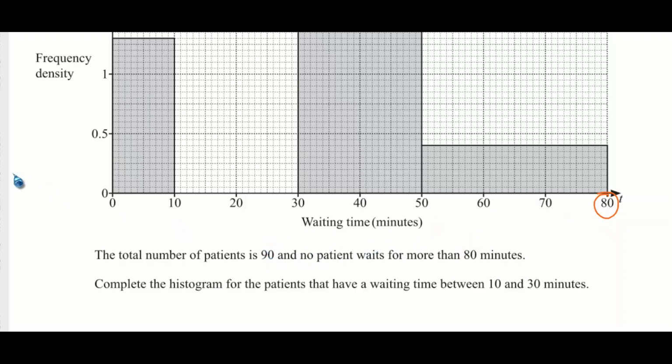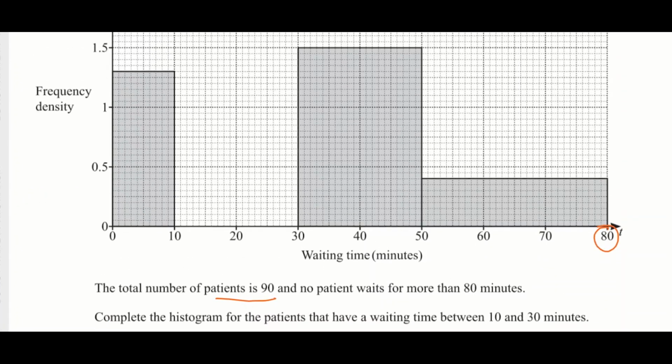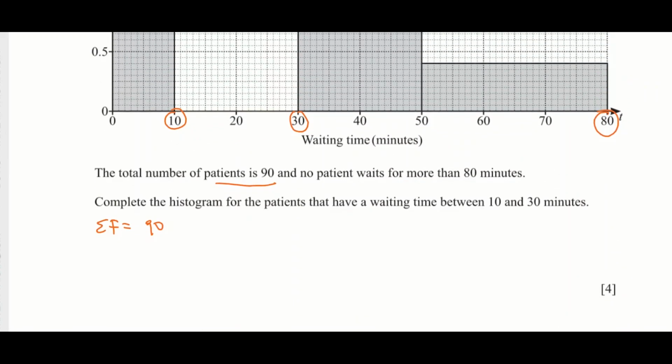So I think I can write something like this. The summation of the frequencies, that's the total frequency, will be equal to 90 as shown here. Now, complete the histogram for the patients that have a waiting time between 10 and 30. So we need to draw this between this and this. For us to draw this, we need to know the frequency density, and this will require us to do some work here.